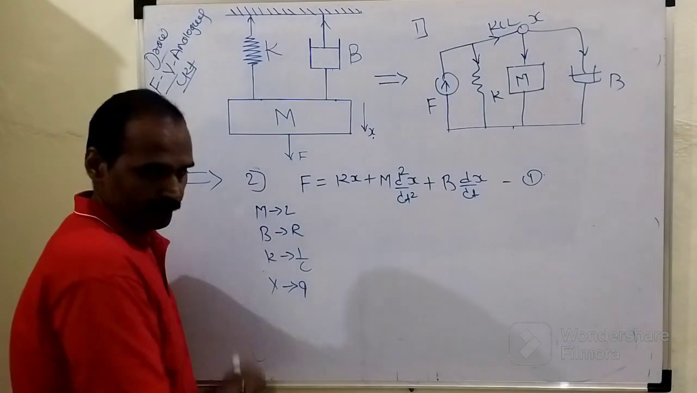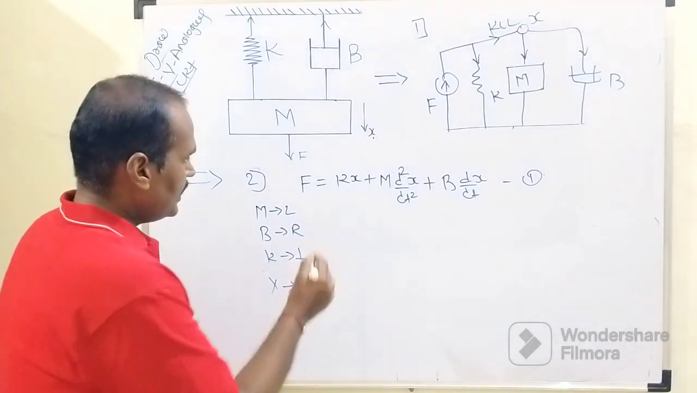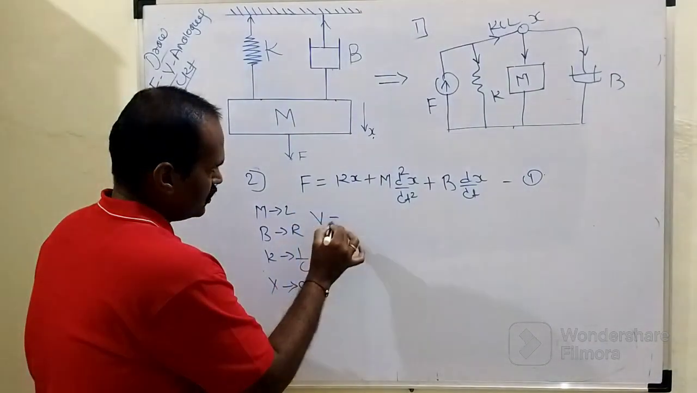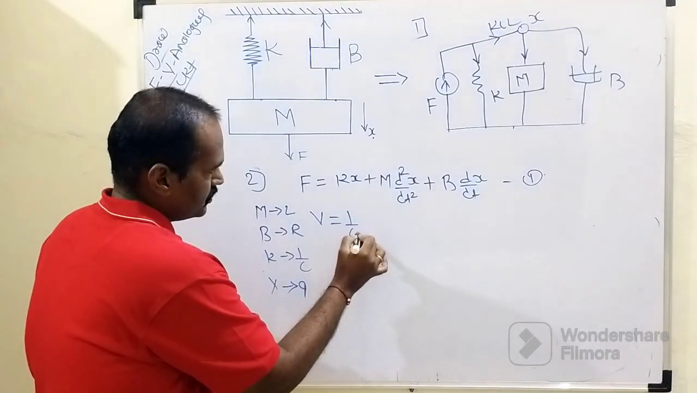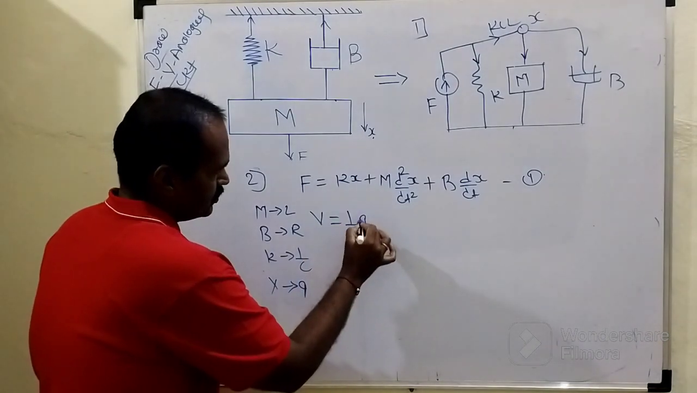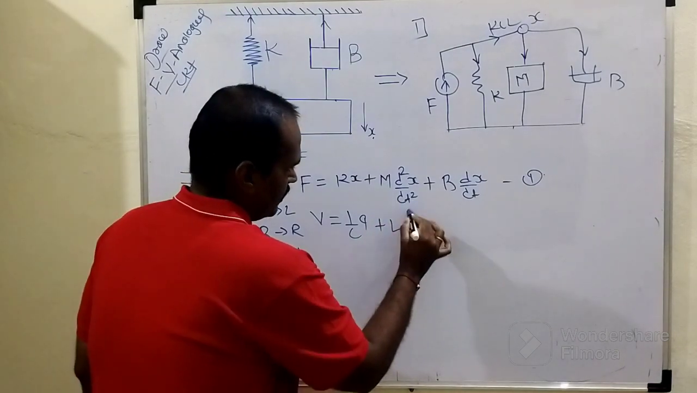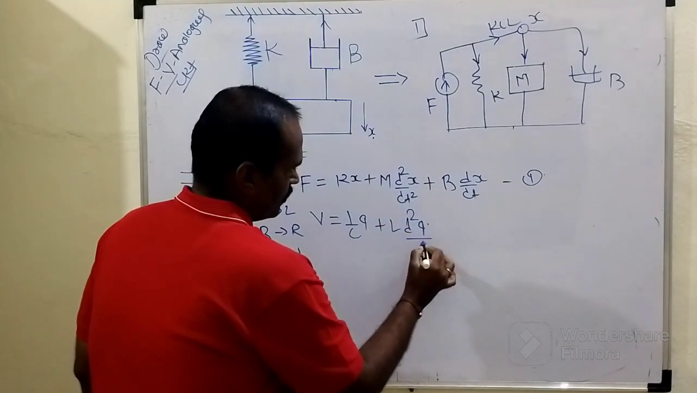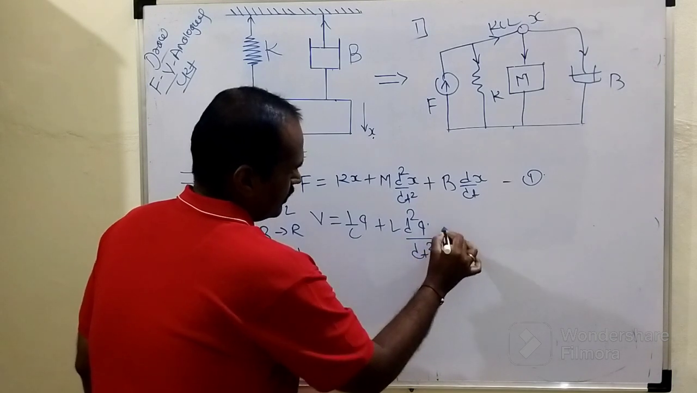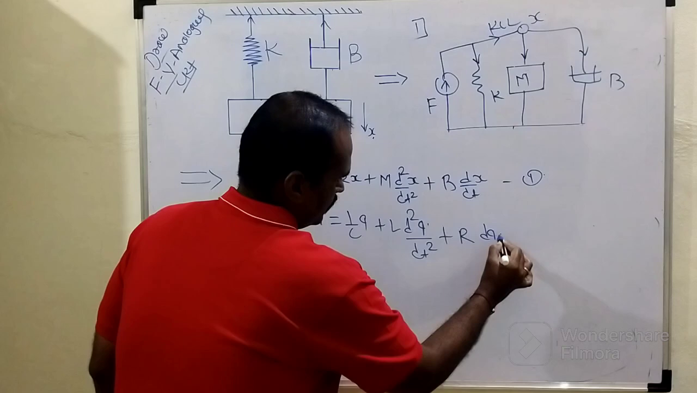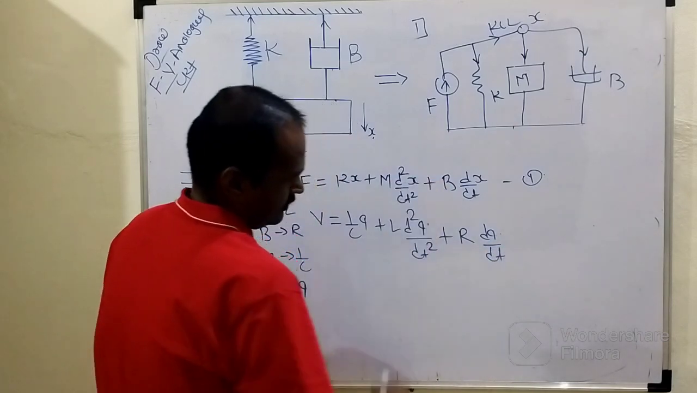and this X is analogous to Q. So when we replace these terms with their analogous terms, F is analogous to V, K is analogous to 1 over C, X is analogous to Q, plus M is analogous to L, and it becomes d square q upon dt square, plus B is analogous to R, and it becomes dq by dt.